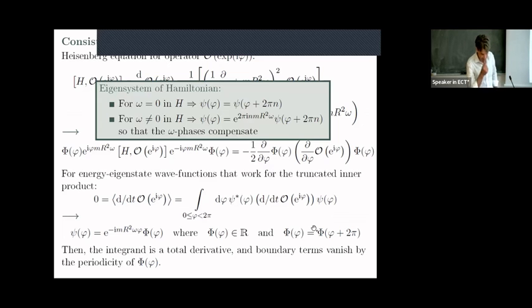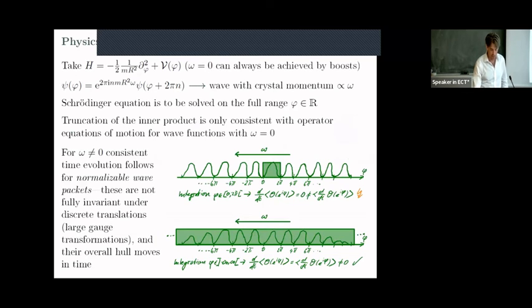But the conclusion here is that for the eigensystem in the Hamiltonian, it follows that if omega is 0 in the Hamiltonian from the outset, the wave function is periodic. And if omega is not equal 0 in the Hamiltonian from the outset, well, the wave function has this additional phase in its periodicity, but in such a way that the omega phases are basically compensating because it corresponds to just a particle moving along, and it's the same as just changing the coordinate system. Okay, so what does this mean physically or intuitively?